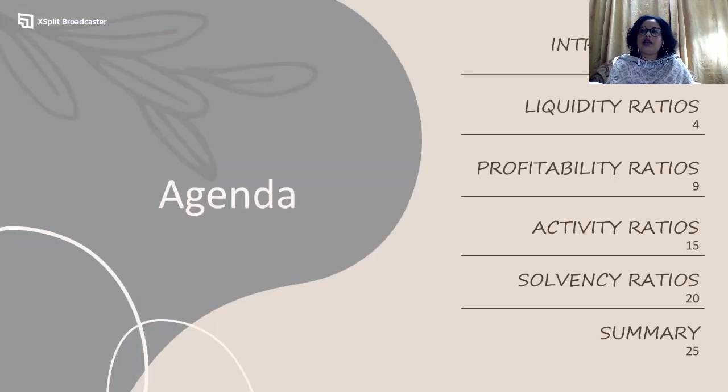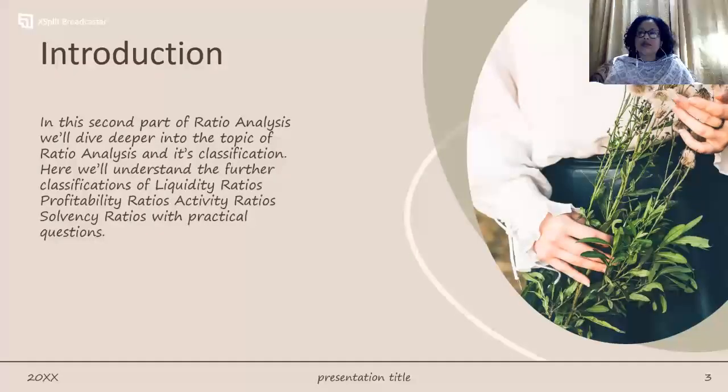Here we will learn about the introduction, your liquidity ratios, profitability ratios, activity ratios, and solvency ratios, and our summary. In this second part of the ratio analysis, we will dive deeper into the topics of the ratio analysis and its classification. Here we will understand the further classification of liquidity ratio, profitability ratio, activity ratio and solvency ratio with our practical questions.